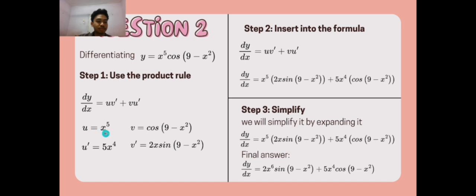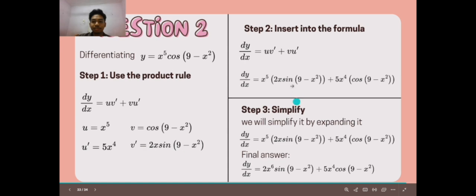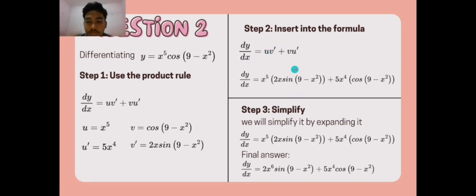So u is equal to x to the power of 5. v is equal to cosine of 9 minus x to the power of 2. Meanwhile, u prime is the differentiation of x to the power of 5. And v prime is the differentiation of cosine of 9 minus x to the power of 2, which is 2x sine of 9 minus x to the power of 2. For step 2, we will be inserting all the values into this formula. As you can see on the screen, this is what you get when you put in all the values.